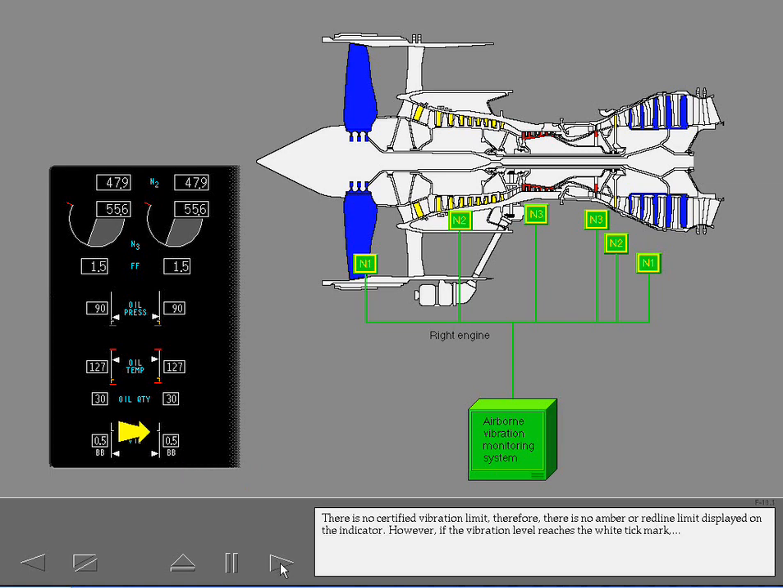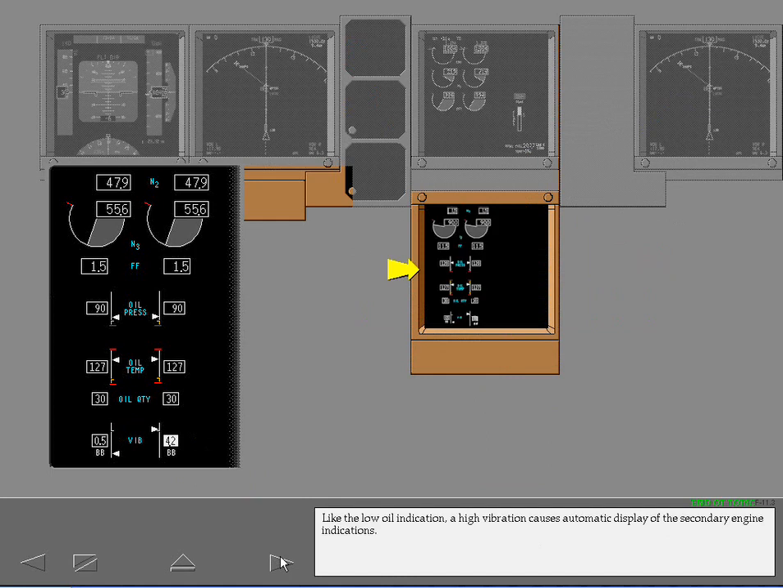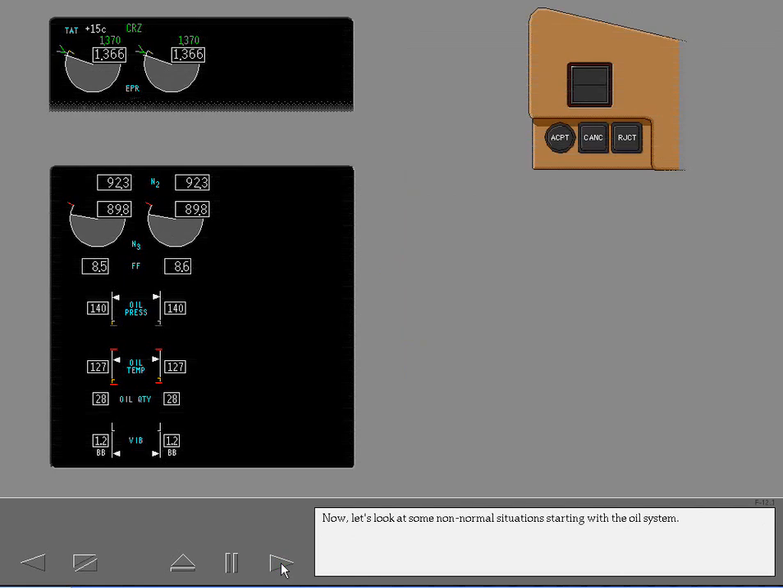There is no certified vibration limit, therefore, there is no amber or red line limit displayed on the indicator. However, if the vibration level reaches the white tick mark, the engine vibration is displayed with a white background. Like the low oil indication, a high vibration causes automatic display of the secondary engine indications. Now let's look at some non-normal situations starting with the oil system.